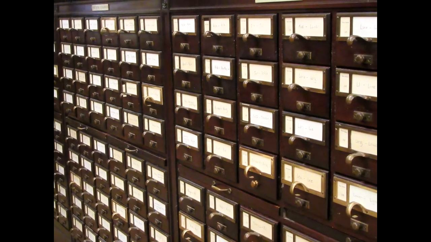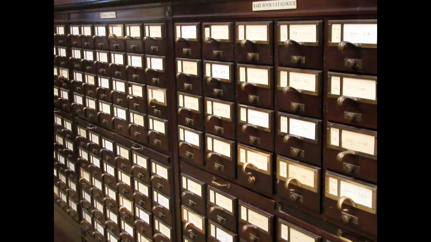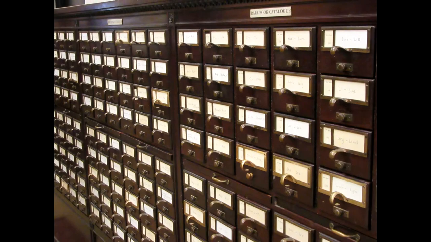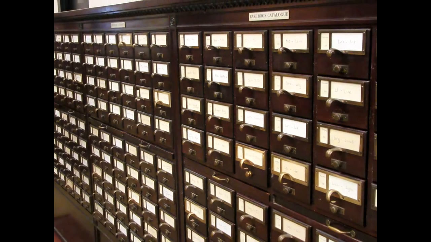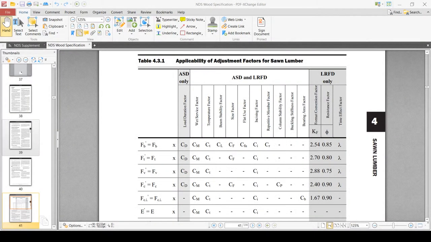Now, I do want to go through a few caveats right off the bat. First of all, this video is going to focus on getting the reference design values only. These are not the final values you use in actual design. To see what I mean by this, consider Table 4.3.1 from the NDS. What you see here is Table 4.3.1, and this, as it shows, is applicability of adjustment factors for sawn lumber.